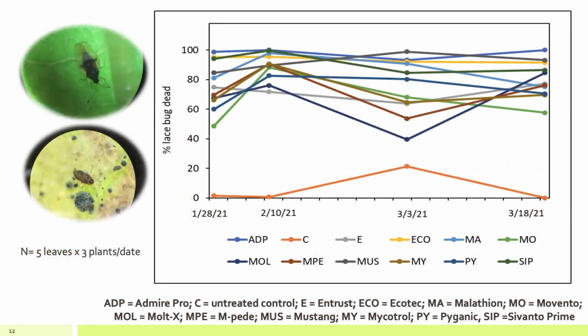And then we also collected some data where we're counting basically the percent dead lace bugs on each leaf. We selected 5 leaves per plant and replicated them 3 times per treatment. And pretty much all insecticide treatments resulted in more ALB death than the untreated control. You just had some that were a little more effective. So the top being the 100%, you had Admire Pro being pretty good at all collection dates, being close to that 100% level.